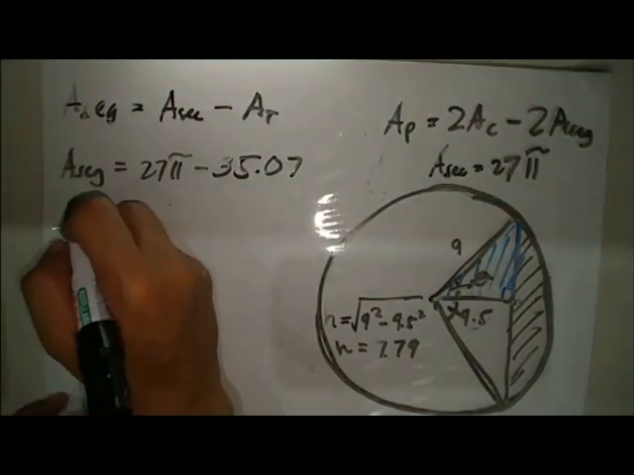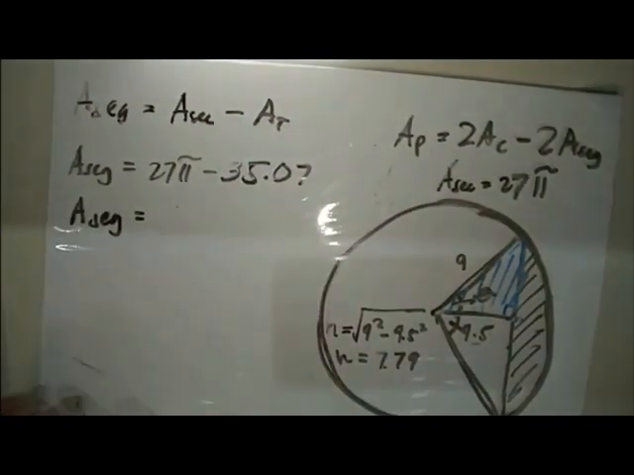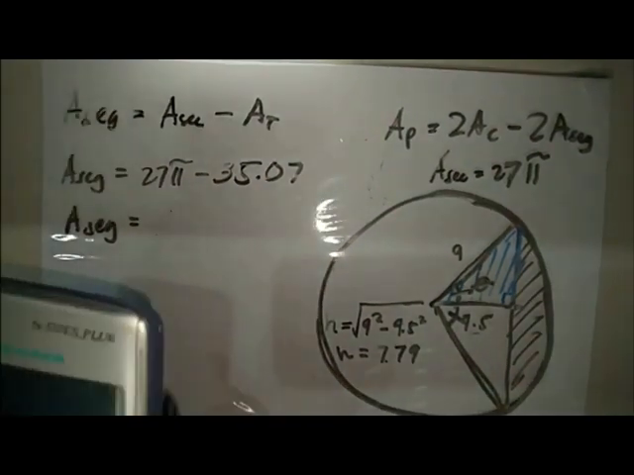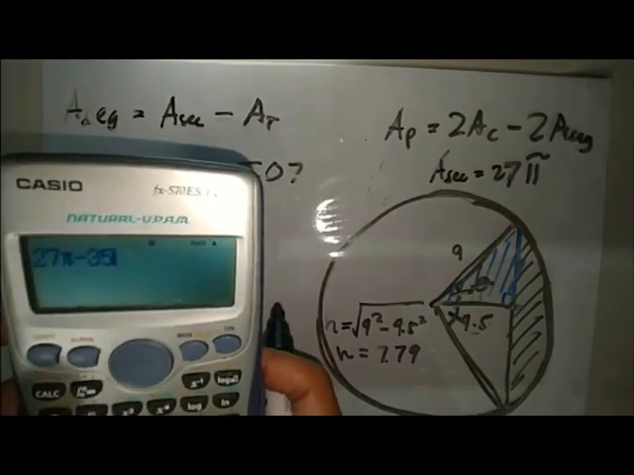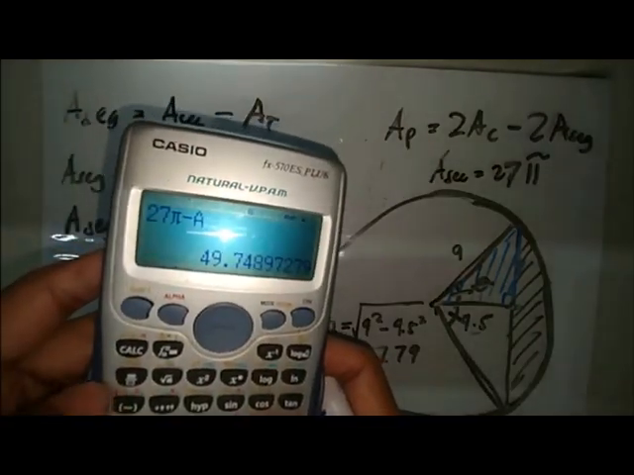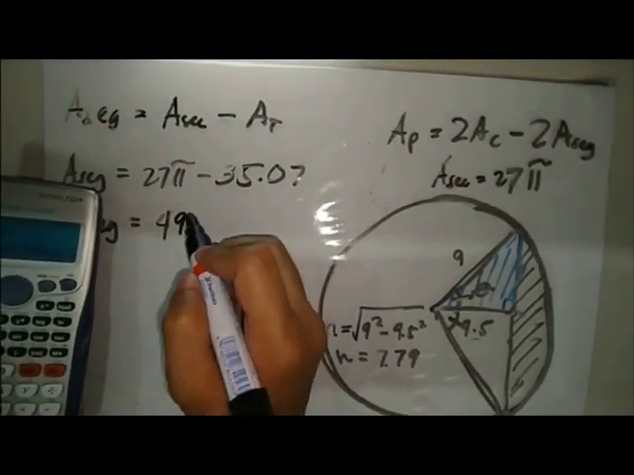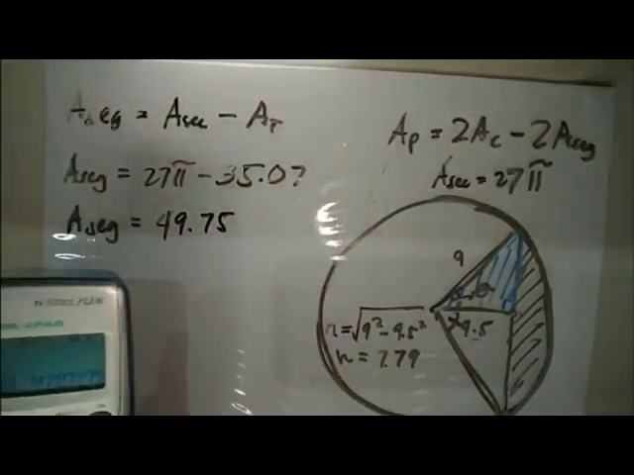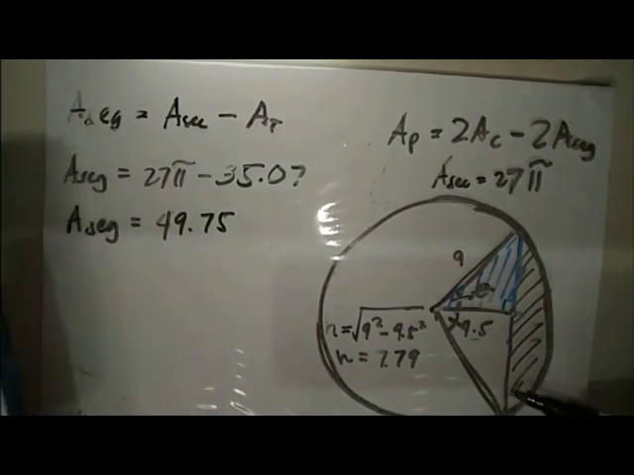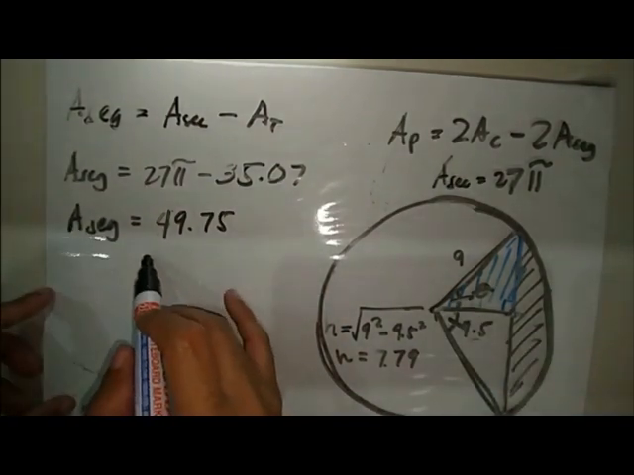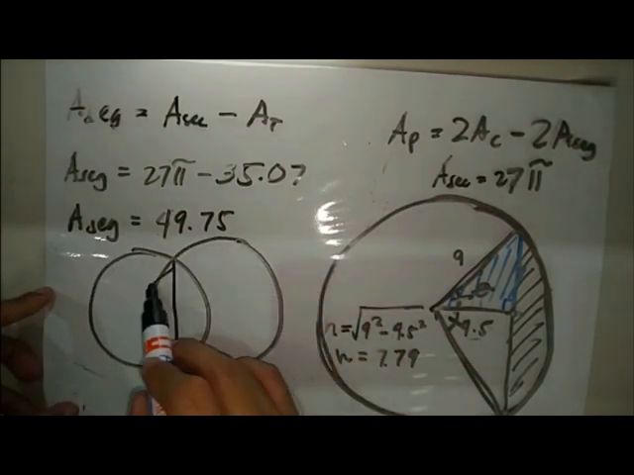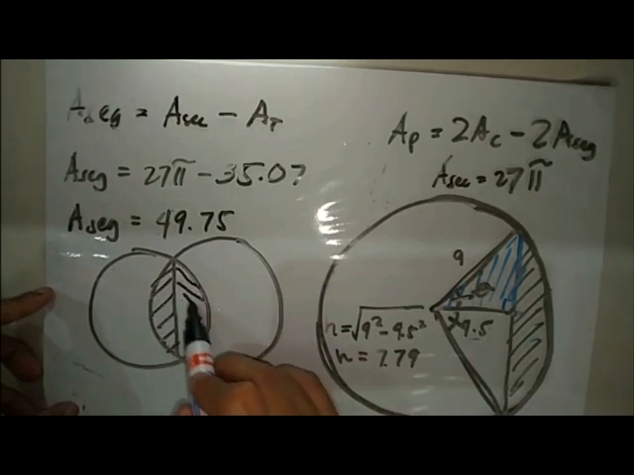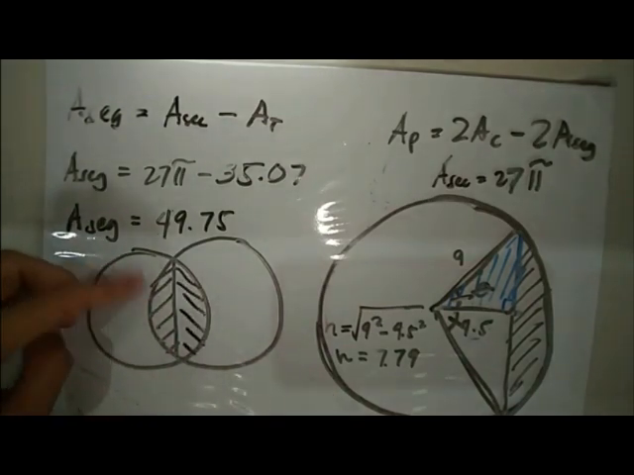So, area ng segment is equal to, you have 27 pi minus 35.07, nasa A siya. So, 49.75. Yun yung area ng segment. Here. So, in our figure, dalawa yung segment natin. So, itong dalawa. So, dalawang given na segment. So, i-times 2 natin to.